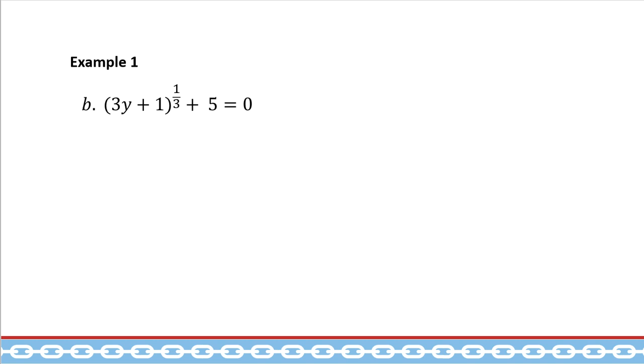For this last example here, I have 3y plus 1 to the 1/3 power plus 5. We are just going to continue what we've been doing, and that is to isolate the radical. I could say this is the cubic root of 3y plus 1 plus 5 equals 0 if I wanted to. What I am going to do is isolate this part with the exponent.